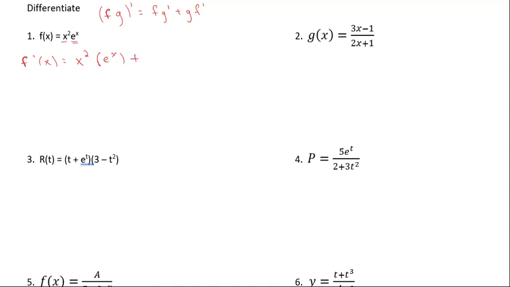So the way this works is you take the first one, so our first term is x squared, times the derivative of our second term. Well, the derivative of e to the x is e to the x. So first times the derivative of the second, plus the second, which in our case is e to the x, times the derivative of the first. Well, the derivative of x squared is 2x.